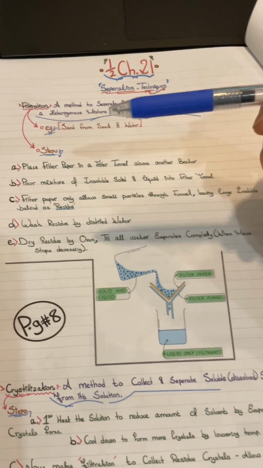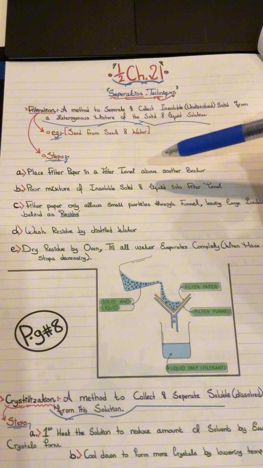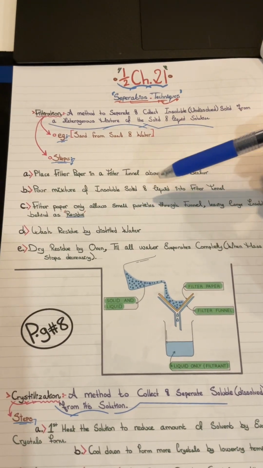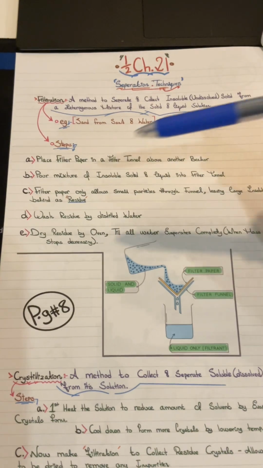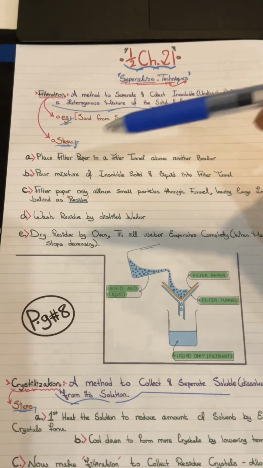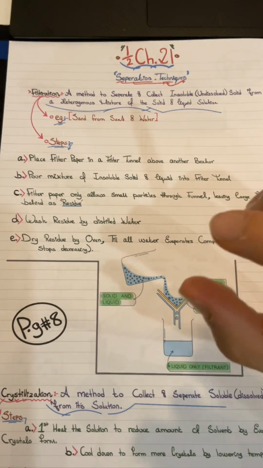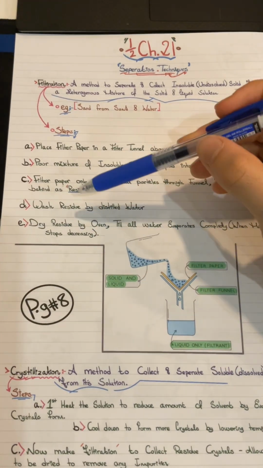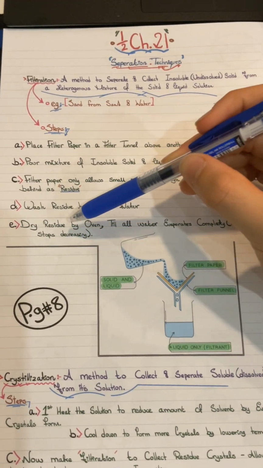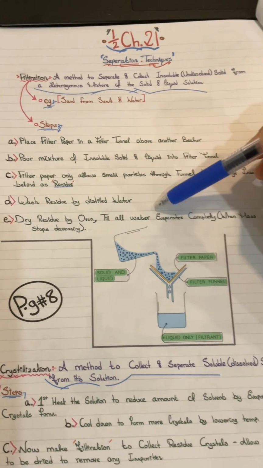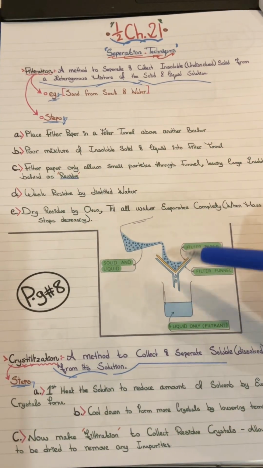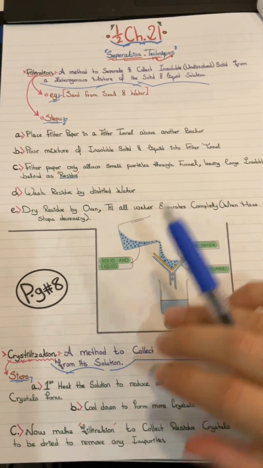The steps are simple. Place a filter paper in a filter funnel above the beaker. Pour the mixture of insoluble solid and the liquid into this filter funnel. The filter paper will allow small particles to pass through the funnel. It will leave some solid particles behind as the residue. Wash the residue with distilled water and dry the residue in the oven till all the water evaporates completely and the mass stops decreasing. So I think filtration is quite clear here.